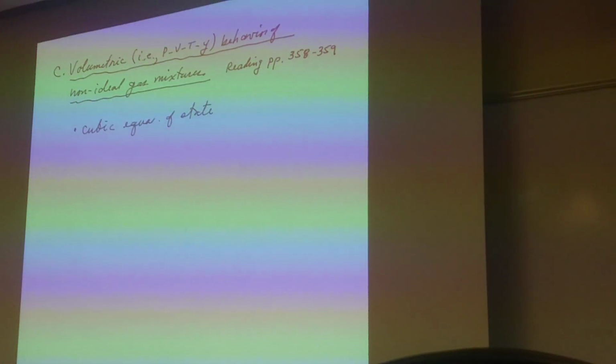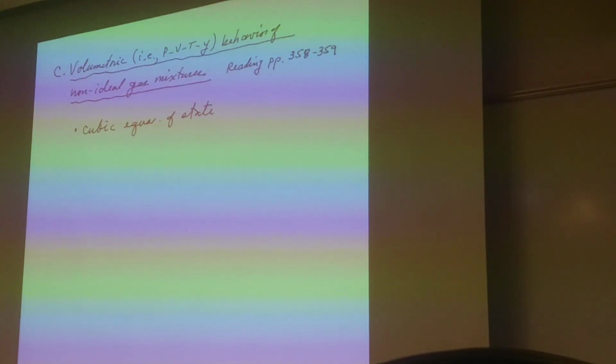And the cubic equations of state that we have seen in this class are the Van der Waals equation and the Redlich-Kwong equation and the Peng-Robinson equation. So I'm talking about those kinds of things now. So if I write it out, let's just say for Van der Waals.